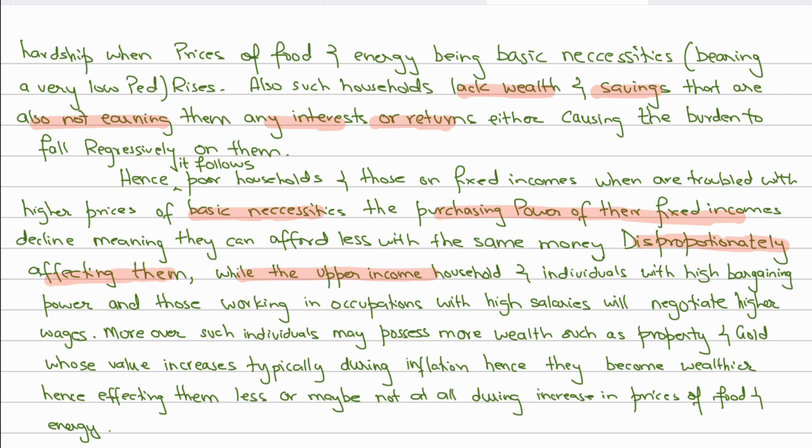While the upper income households and individuals with high bargaining power, and those working in occupations with high salaries like lawyers, doctors, accountants and economists, will negotiate higher wages. Moreover, these high income earners also possess more wealth, such as property and gold, and during times of inflation, the value of this wealth appreciates, which makes them richer.